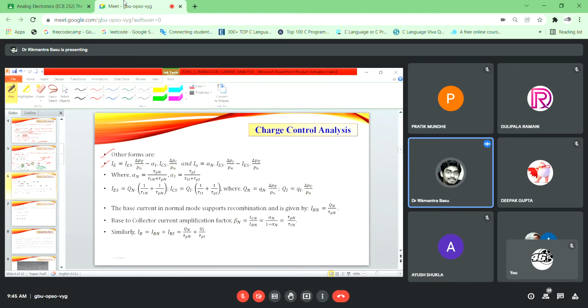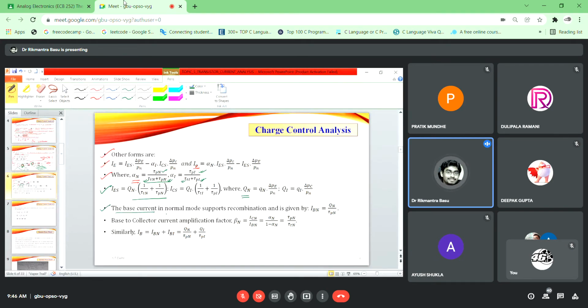So IE equals IES delta P by Pn minus alpha into ICS delta PC by Pn, and the reverse saturation current IC is alpha n into IES into delta PC by Pn minus IES into delta PE by Pn. I'm sorry, this must be ICS. The proportionality factor alpha n, or alpha I, which we are talking about, is also defined as the recombination lifetime by the transition time plus the recombination lifetime. Similarly for alpha I, the recombination lifetime by the transition time plus the mean carrier lifetime. Correspondingly, IES and ICS are also defined: Qn into 1 by tau n plus 1 by tau Pn, and ICS equals QI into 1 by tau Ti plus 1 by tau Pi, where Qn equals Qn into delta P by Pn, and QI equals Q of I delta Pc by Pn. These are different forms in terms of the excess carriers that we have tried to configure here.